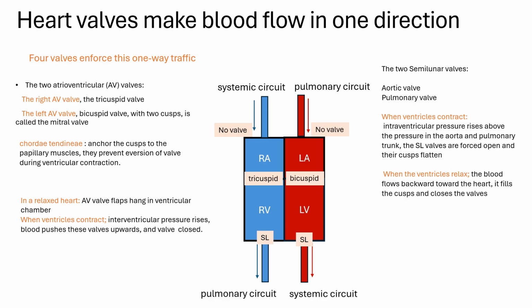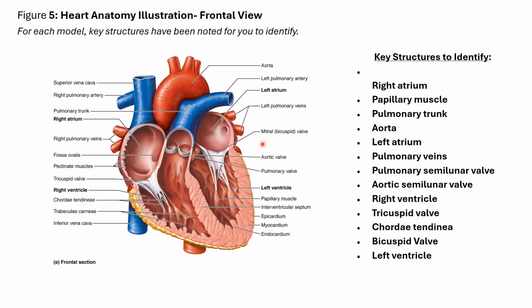Now let's go to the next diagram. All right, now we have to identify these key structures. I will go over them one by one. Let's start from the right side. This is the superior vena cava. This is the inferior vena cava. They're bringing blood into the right atrium, right? And from the right atrium, when the right atrium contracts, the blood goes into the right ventricle. So this is the valve between the right atrium and the right ventricle. It is known as the tricuspid valve because it has three cusps. It has three cusps like this.